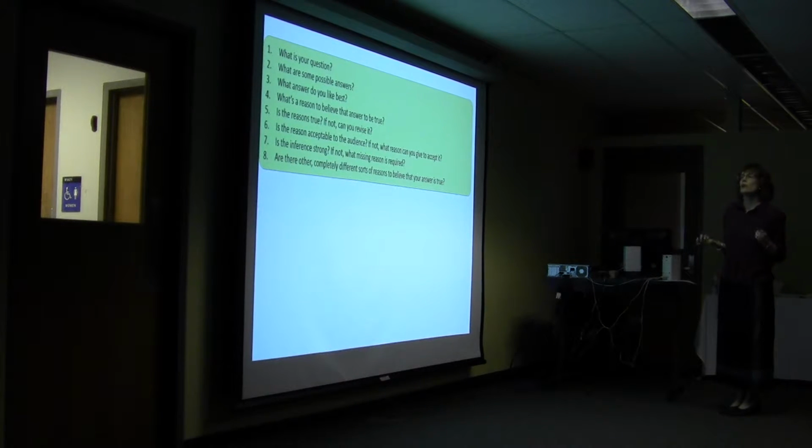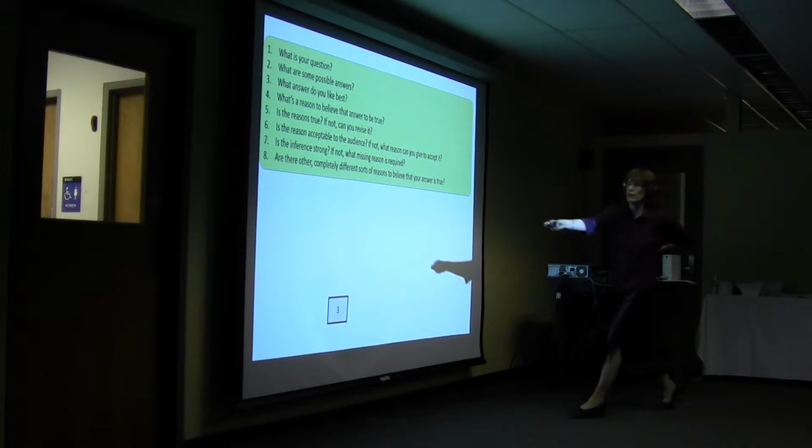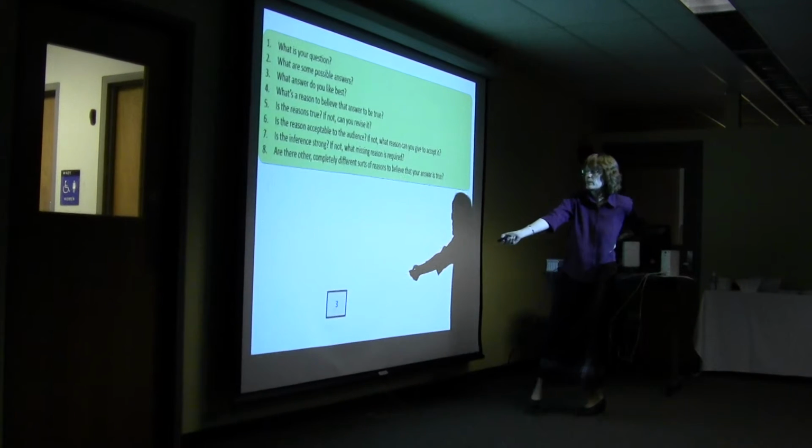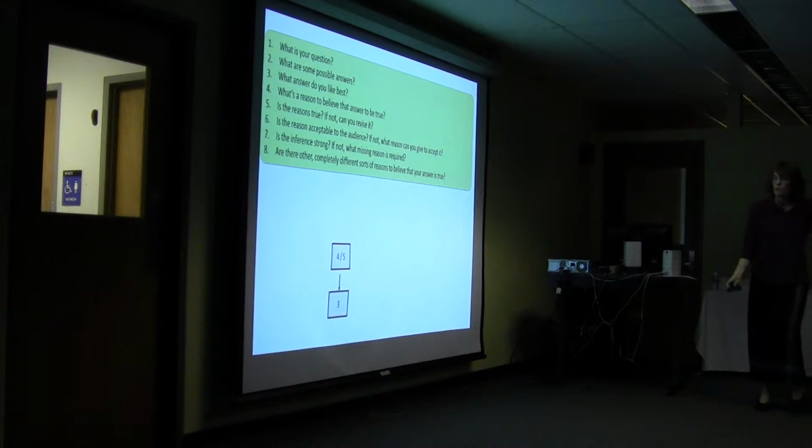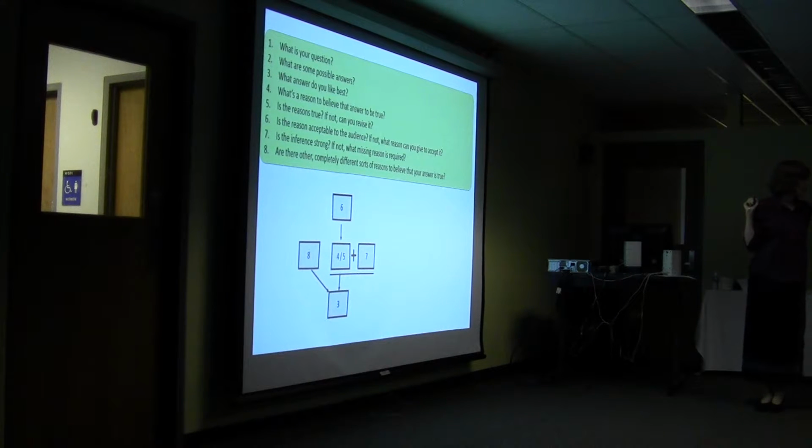When I talk to myself about how to write arguments, this is kind of how I talk to myself. First, I want to think of what the question is. What are some answers? What are some answers that I like best? That's going to be the conclusion. It's number 3. That corresponds to this. Then, what's a reason to believe that? Modify it if you need to. Is that okay? Will your audience believe it? If not, tell them something to make them believe it. Is the inference okay? If it's not, fill it in. And is there some other kind of thing that people might be thinking? That would be over there.